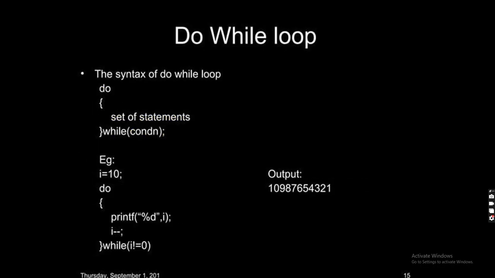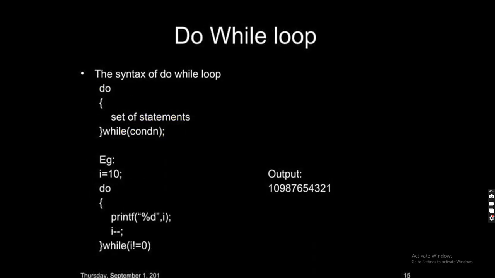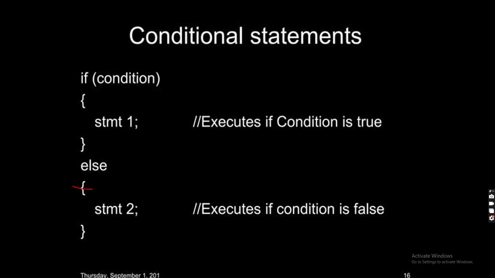And the do while is an exit control loop; it executes at least once, but the while loop is an entry control loop. If the condition is false, it can't allow control into the while loop. So the do while loop is executed at least one time. That is called do while. What is the difference between while and do while? This is an entry control loop, and this is an exit control loop. The condition is at the end of the statement. This is called entry control and exit control loop.